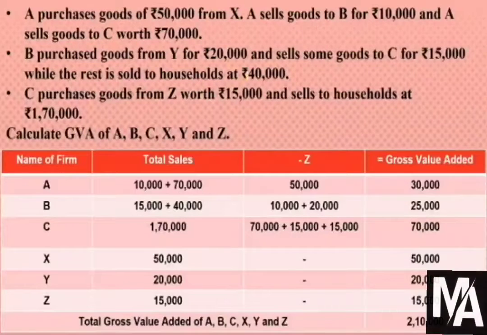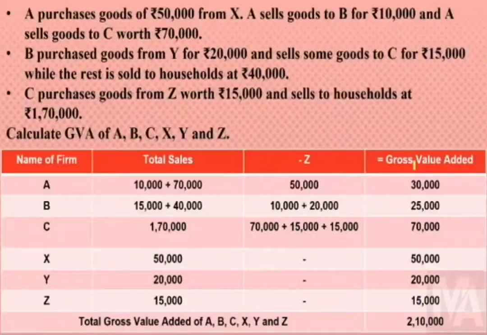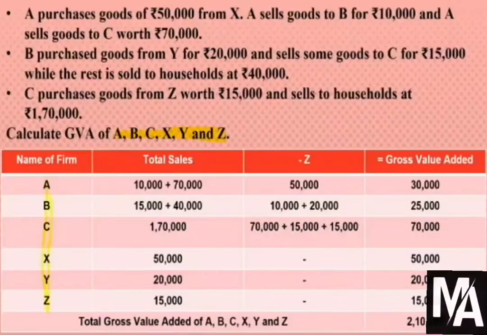We have no change in stock given this, so we will simplify the formula, that is total sales minus Z is equal to GVA. And remember, we have to find the GVA of 6 firms, that is A, B, C, X, Y, and Z. And so I have prepared the entire column here.